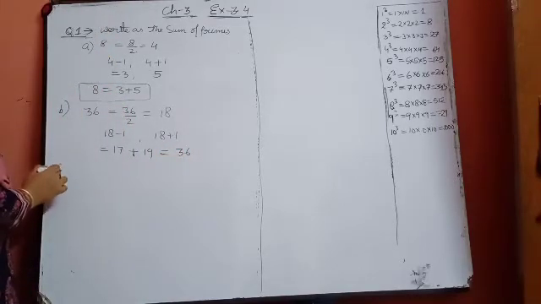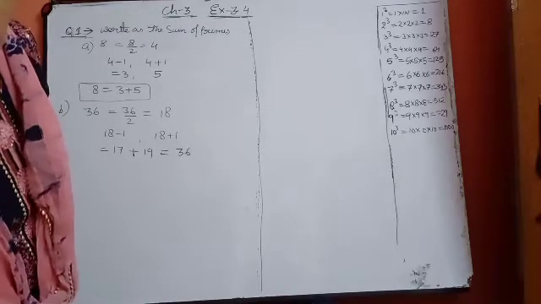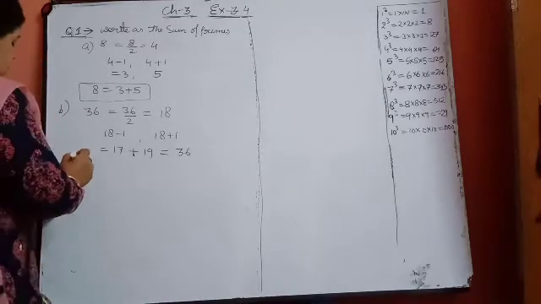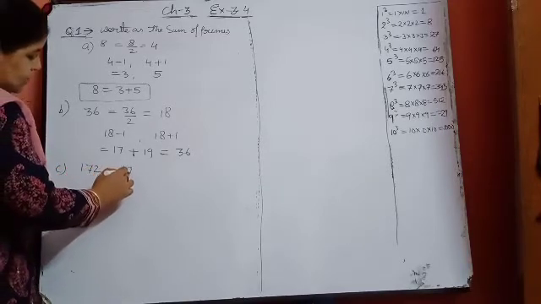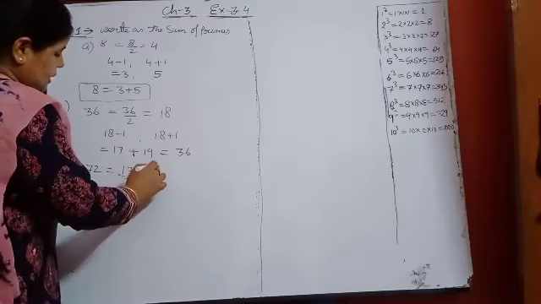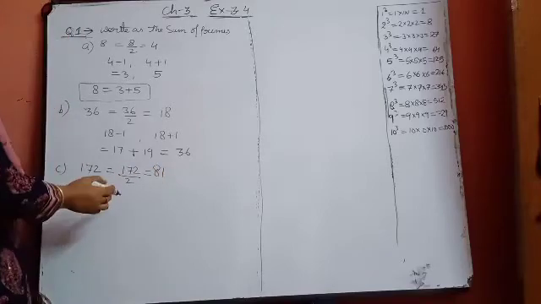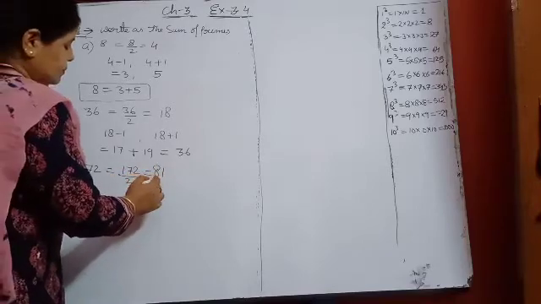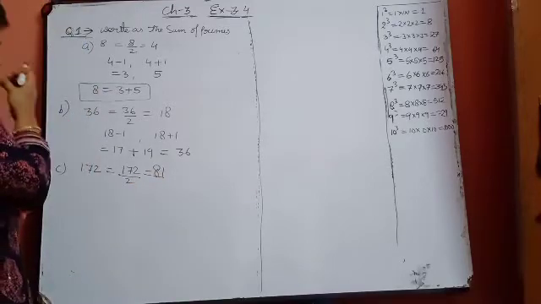One more part I am doing. Suppose 172 is there. How will you do it? 172 divided by 2. What will it be? 86. Okay, 81 is already a prime number. No, 81 is not a prime number.